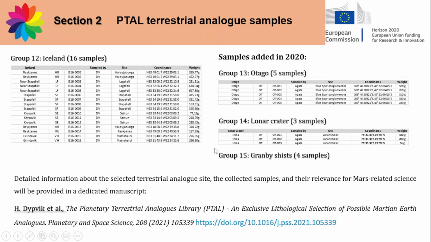Now we do not have the time to go into details of all these samples, but what is important to underline is that the description of all these samples is provided in a dedicated manuscript that is provided here below. So in this manuscript, you can get information about those locations and an explanation of why those terrestrial analog sites are considered to be analogs of Mars.